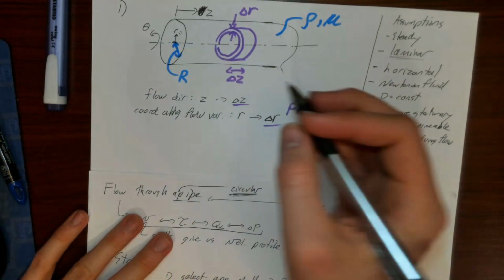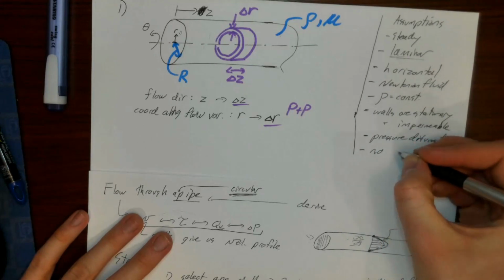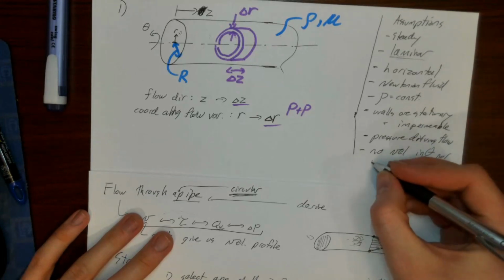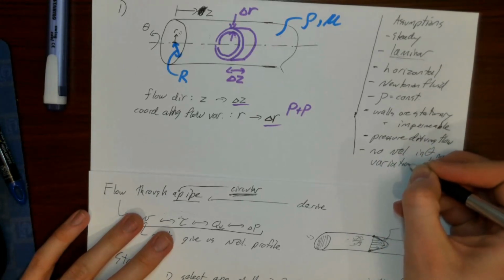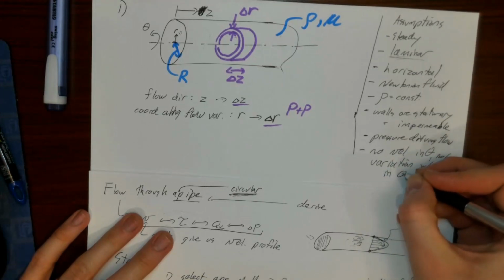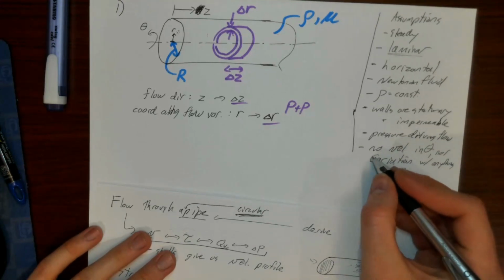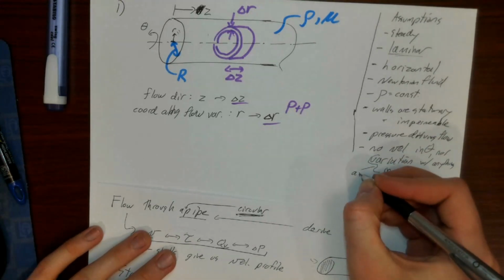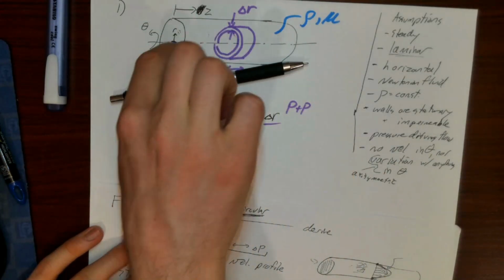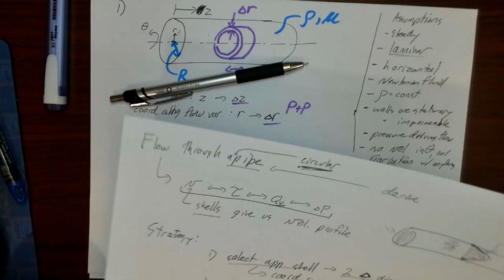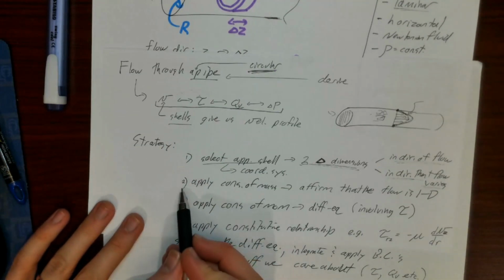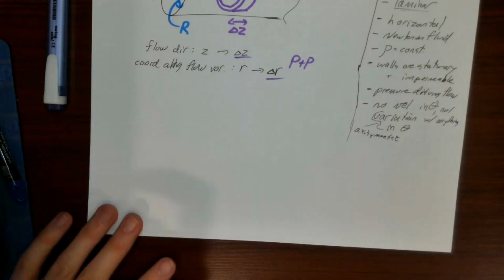And furthermore, we don't have variation in theta. So we're going to assume there's no velocity in theta, nor variation with anything in theta. And this lack of variation in theta has a special name. We call it axisymmetric, in the sense that it's symmetric about the z-axis. With these assumptions in mind, and we might add to this list later on, we can now go ahead and apply conservation of mass to our shell.